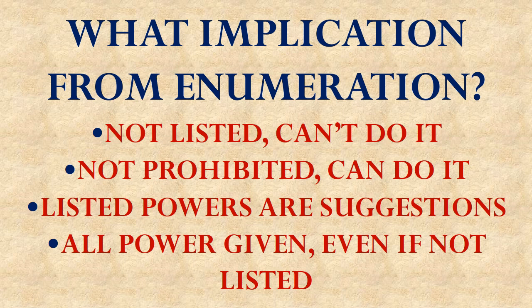What is the implication for the enumeration of powers? Is it that things not listed can't be done? Is it that things not prohibited can be done? Is it that listed powers are merely suggestions? Or is it that all power is given, even if it's not listed? The implication of the enumeration of powers, as we've said several times, is that powers not listed can't be done. If it doesn't say you can do it, you can't. That's the general assumption for Congress's enumeration of powers.